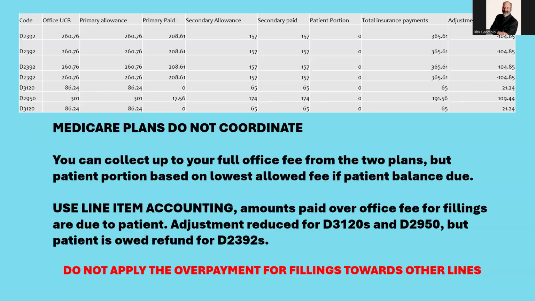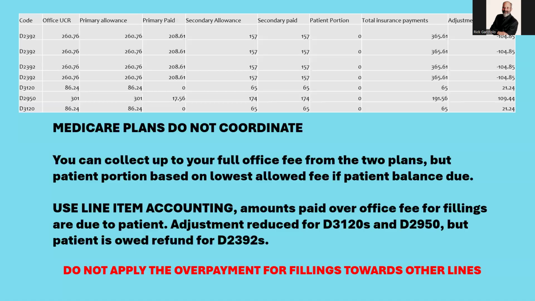It's possible. Now, this is again why I say do everything by line item. You do have to do an adjustment for the 2 pulp caps and the crown buildup. But still, I've collected more or equal to. For the 2 pulp caps, I collected the allowed fee. The secondary allows 65, I collected 65.